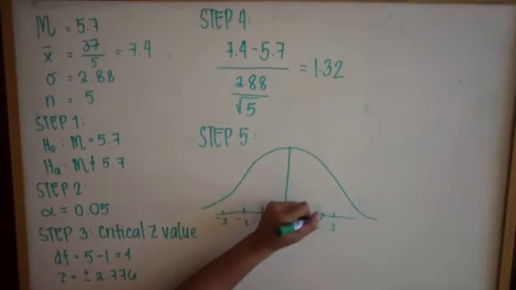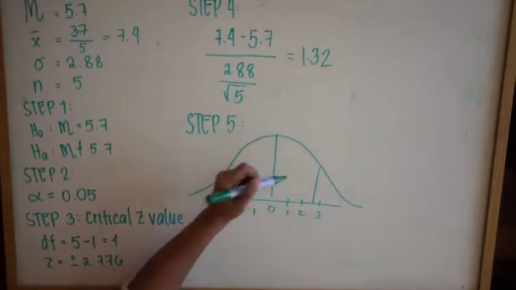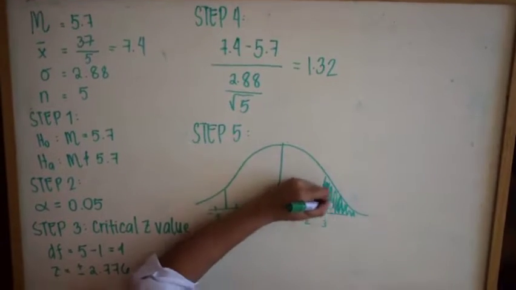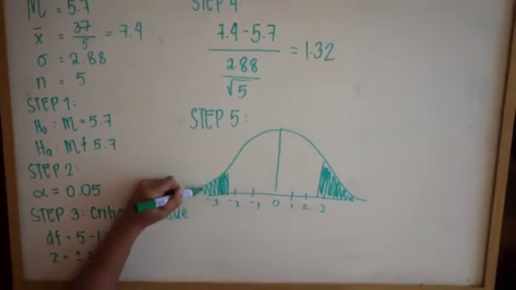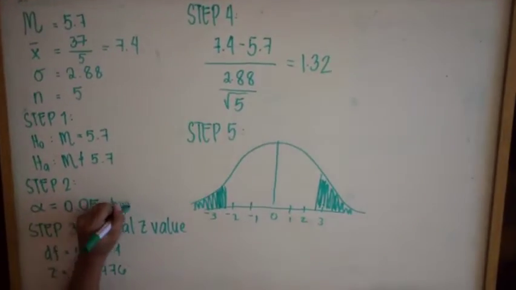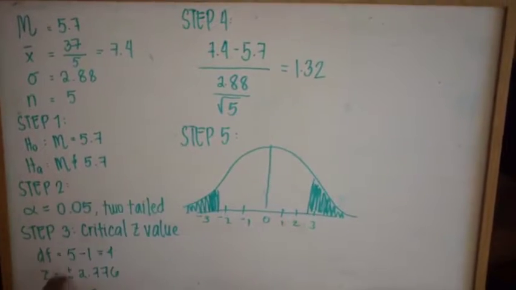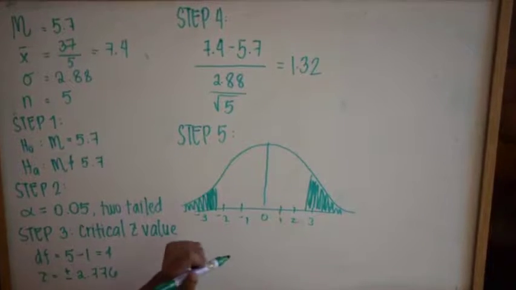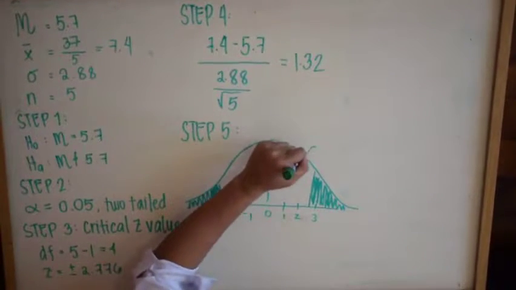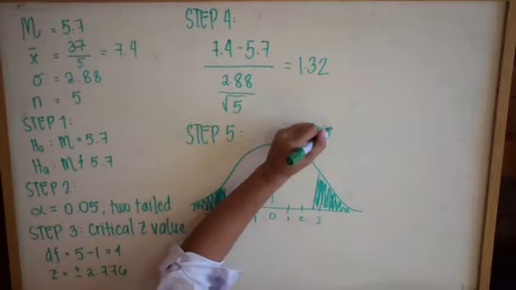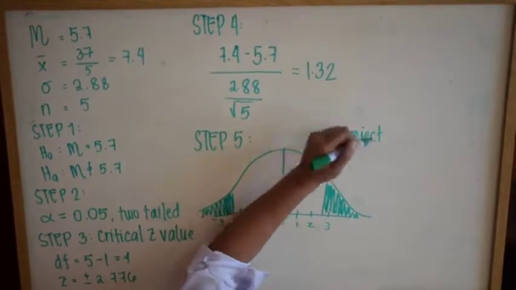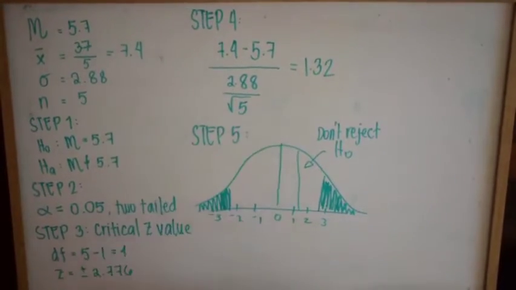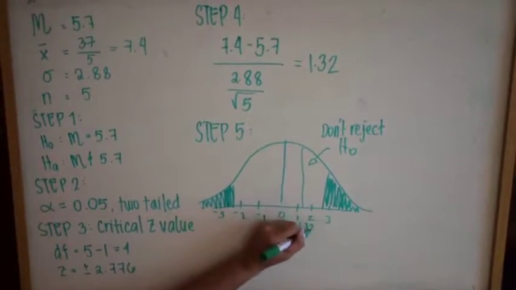We need to plot the positive and negative 2.776. We need to shade both sides because it is a two-tailed test. We don't need to reject H0 because we get the value of 1.32, which is in between the critical values, and it belongs to the non-rejection area.